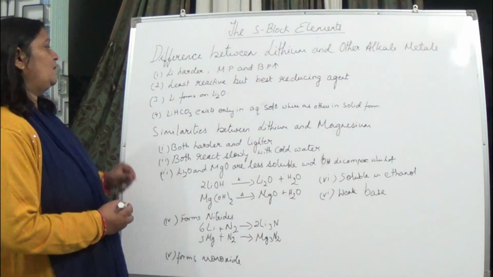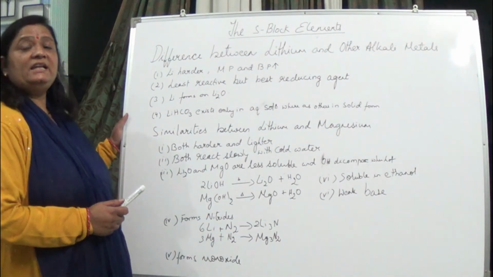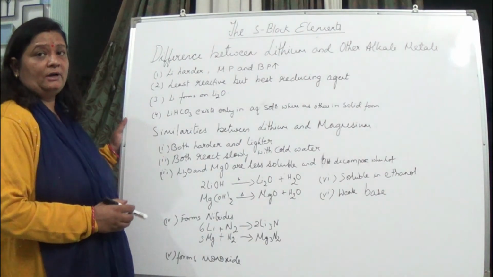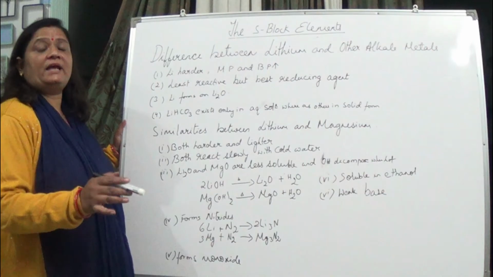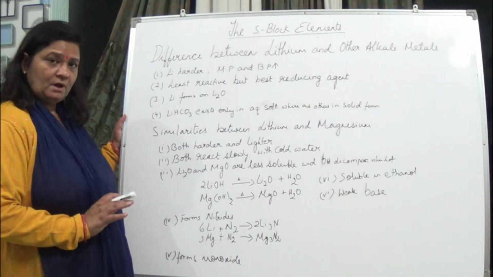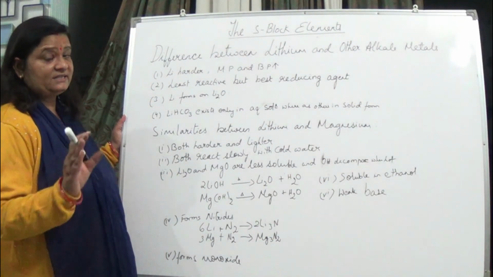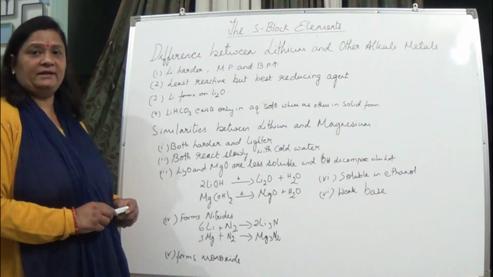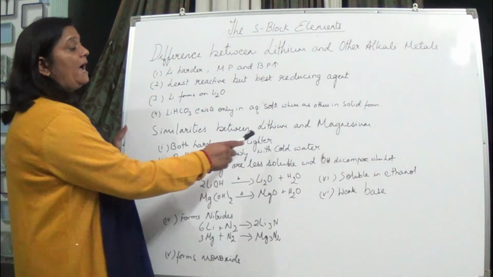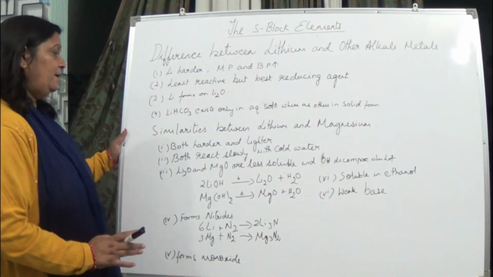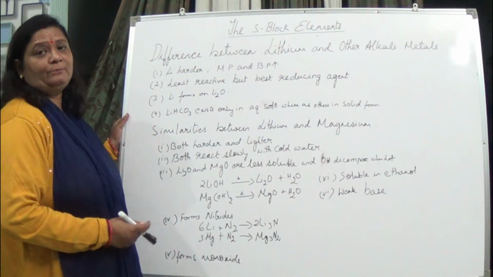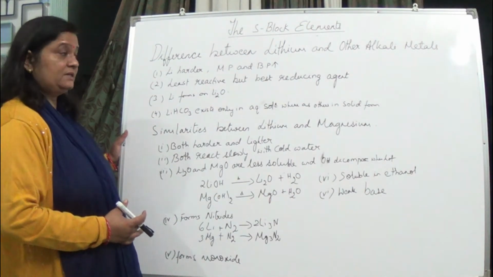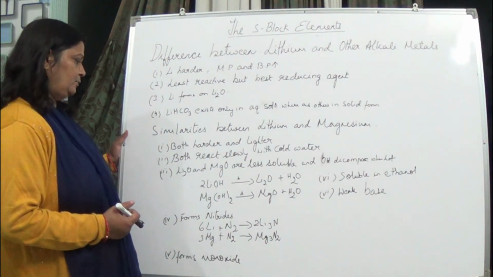Now, lithium basically forms lithium monoxide, isn't it? Lithium hydrogen carbonate, or lithium bicarbonate, exists in aqueous solution, but the other bicarbonates exist in solid form. Now what are the similarities between lithium and magnesium? We know that lithium shows a diagonal relationship with magnesium. Both are hard but light. Both react slowly with cold water, not vigorously, unlike the other elements in the group.